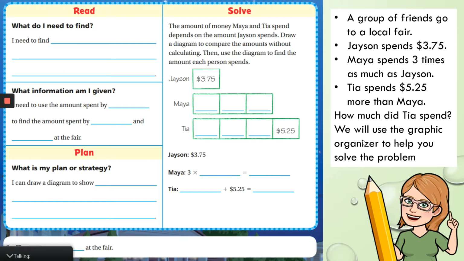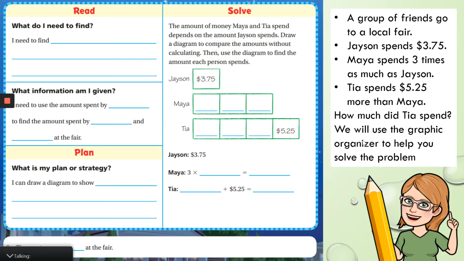Okay, so a group of friends go to a local fair. Jason spends $3.75. Maya spends 3 times as much as Jason. Tia spends $5.25 more than Maya. How much did Tia spend?